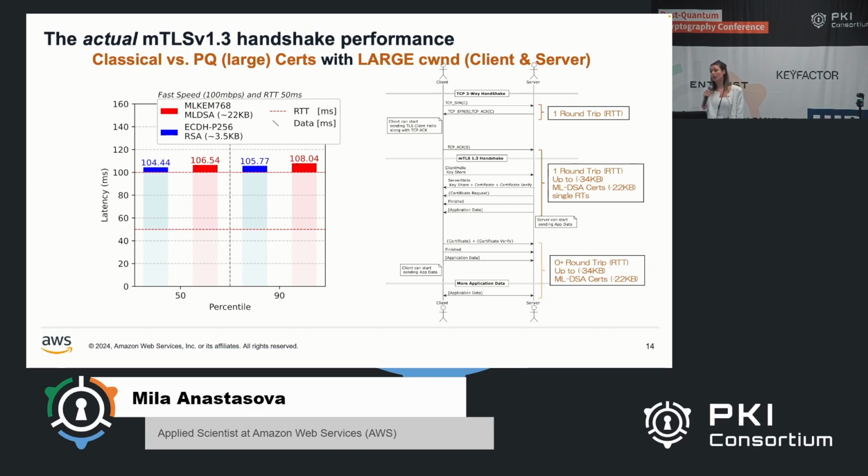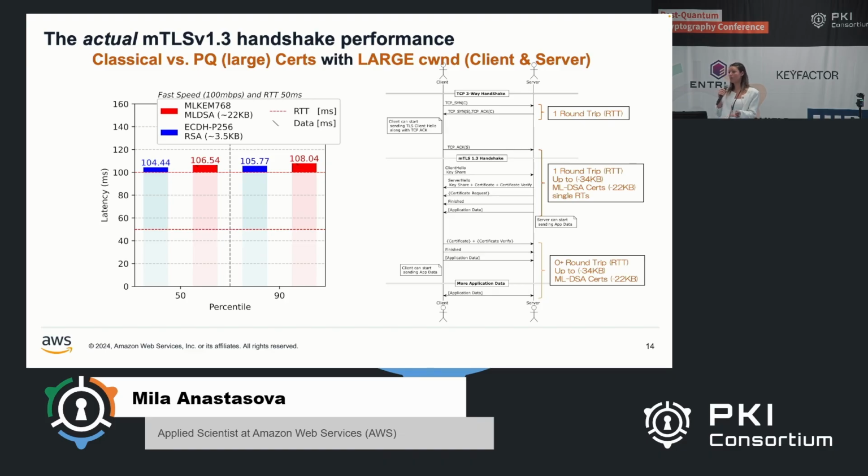Let's see, however, how the actual mTLS handshake performance looks. Again, let's compare classical and post-quantum certificates, this time considering large congestion window sizes. As we have discussed, both classical and post-quantum certificates are going to fit into a single large 34 kilobyte congestion window. Therefore, they're going to require a single round trip for their transportation.